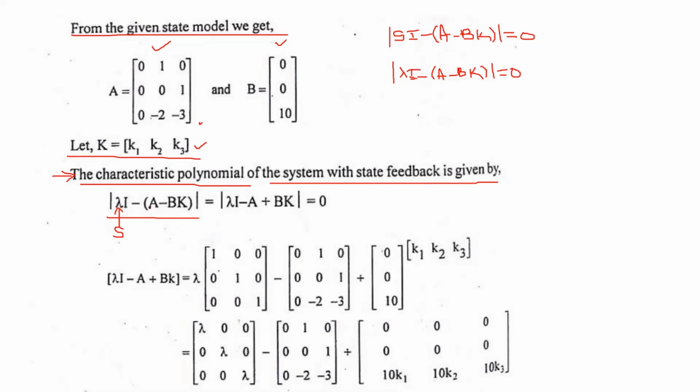So lambda I minus of A minus BK. This is the characteristic polynomial with respect to state feedback. Without state feedback, meaning if K is equal to 0, it should be lambda I minus A. It is like the natural state equation characteristic polynomial. So if I do this, modulus of lambda I minus A, minus of minus becomes plus, so lambda I minus A plus BK is equal to 0.